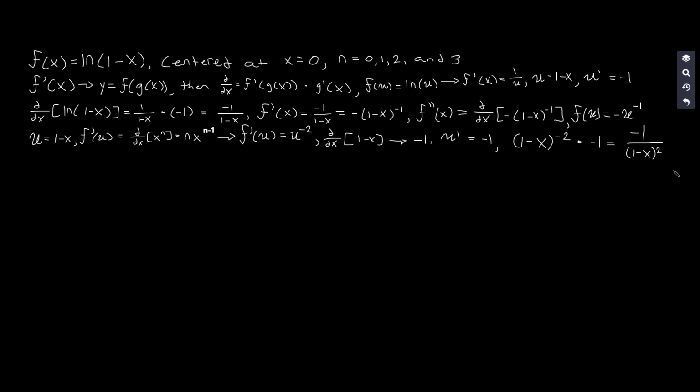Well, that would mean that the second derivative here, what did I put, the first derivative right here, right? Let's underline that. So the second derivative here, f double prime of x, equals negative 1 over 1 minus x squared.